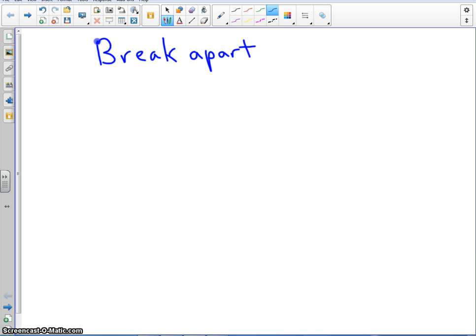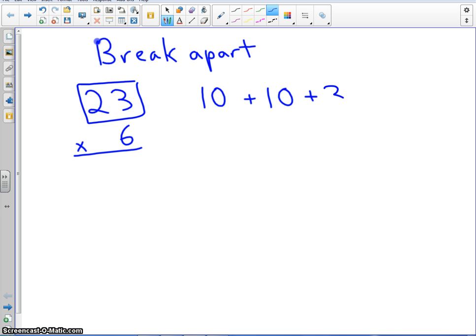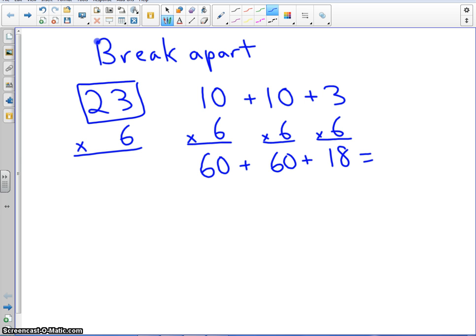and it lets them use facts that they know already to solve a two-digit by one-digit problem, or even larger than that. But let's do an example. So we have, let's say, 23 times 6. If you don't know 23 times 6, you can break 23 into more manageable numbers. Well, 23 is the same as 10 plus 10 plus 3. So then I can do 6 times 10 plus 6 times 10 plus 6 times 3. Then I have my parts, and I would put them together to get my solution.